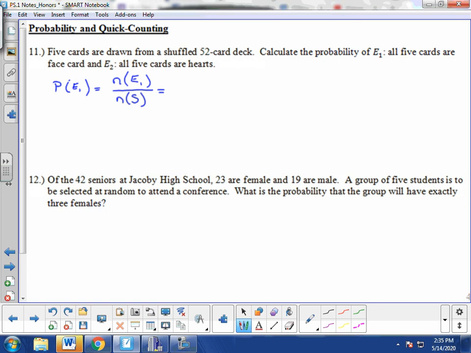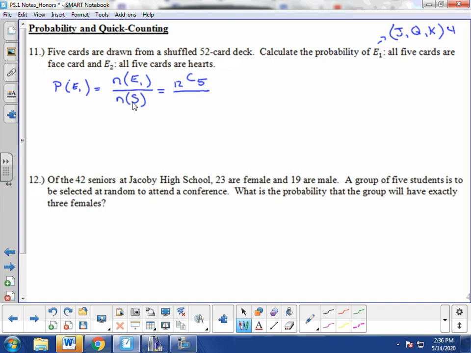Well, it says all 5 cards are face cards. So how many face cards are there? There's a jack, a queen, and a king of each suit, and there are 4 suits, so there's a total of 12 face cards. We wanted the probability that all of the cards are face cards. So out of those 12, we want to choose 5. That's the number of possible ways you can come up with 5 face cards, drawing 5 cards from a deck. So the number of elements in the event is 12 choose 5.